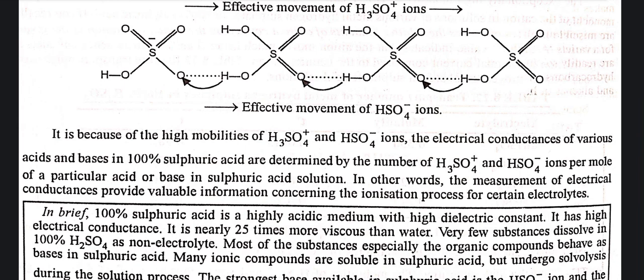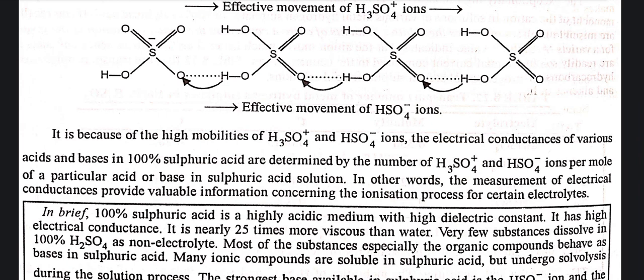The electrical conductance of various acids and bases in 100% sulfuric acid is determined by the number of H3SO4+ and HSO4- ions per mole of a particular acid or base in sulfuric acid solution. In other words, the measurement of electrical conductances provides valuable information concerning the ionization process for certain electrolytes.